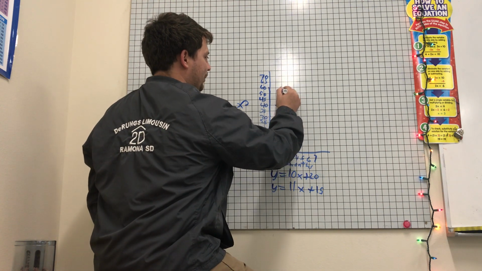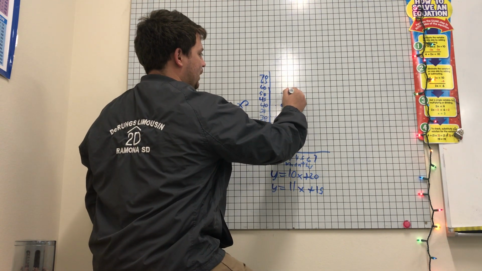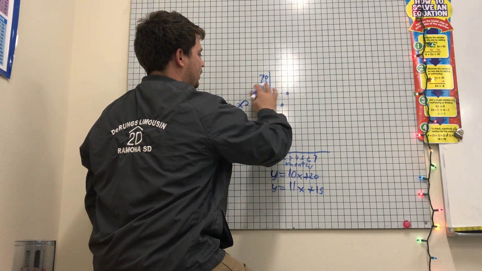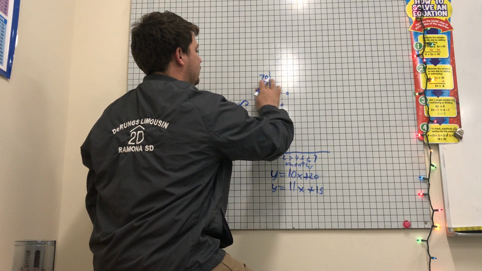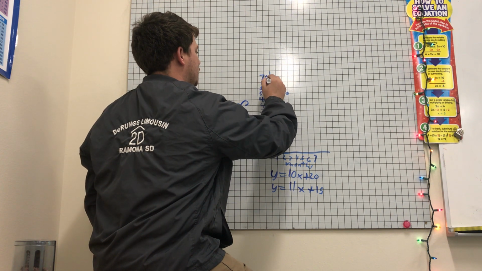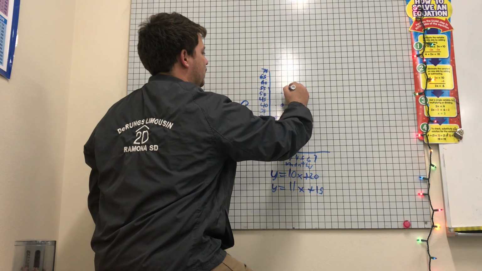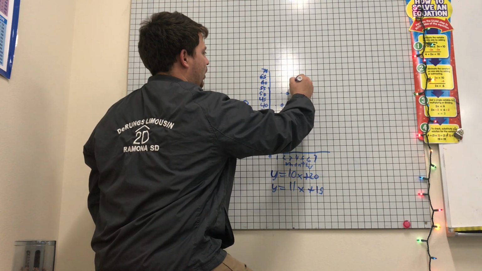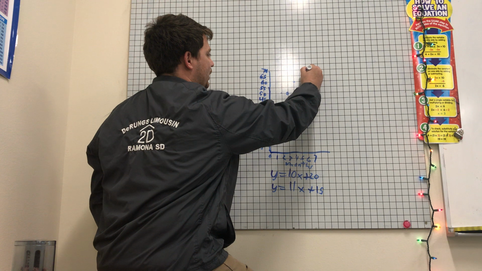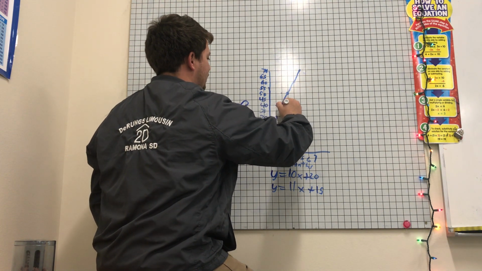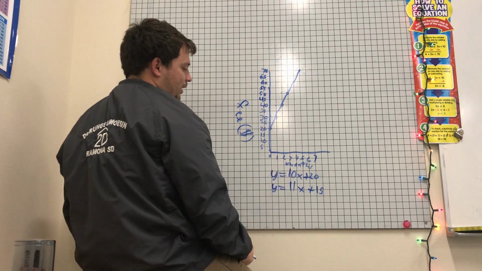All right, so we got to go up another 10 over 1. Go up another 10 over 1. Go up another 10 over 1. I went over 2. Alright, so there's my line here. We'll see if it works. Maybe we still gotta extend it.